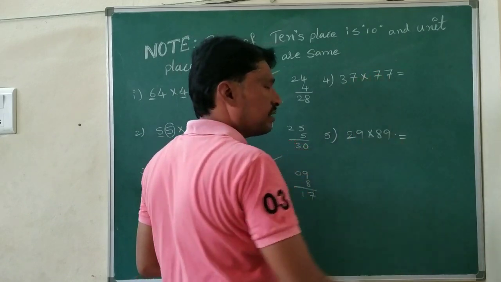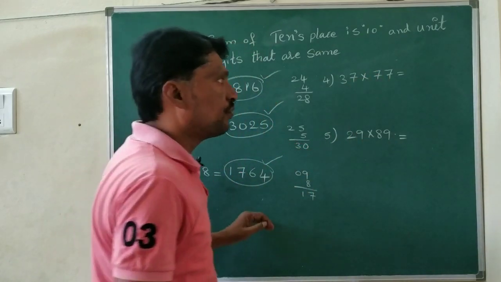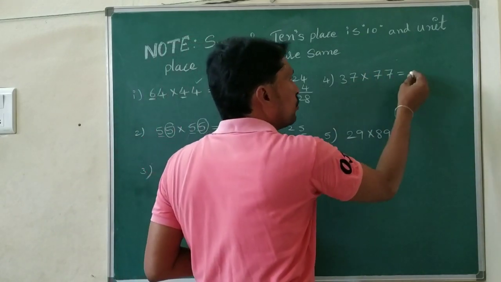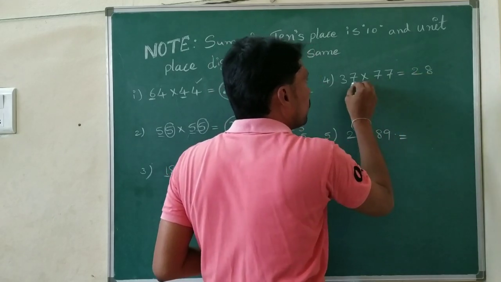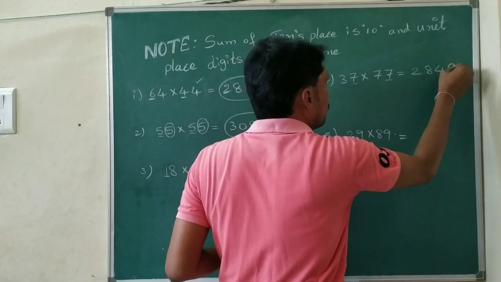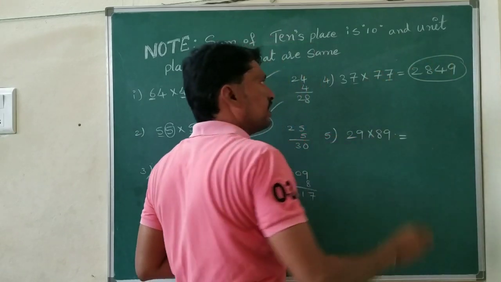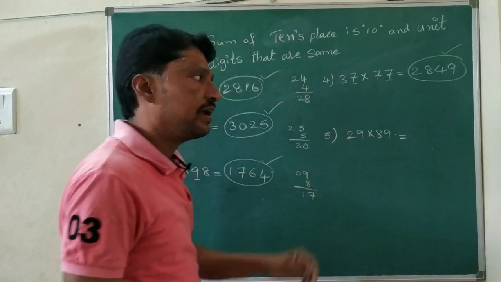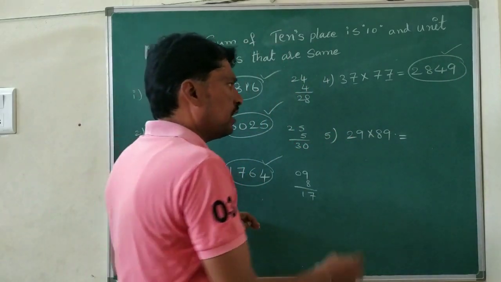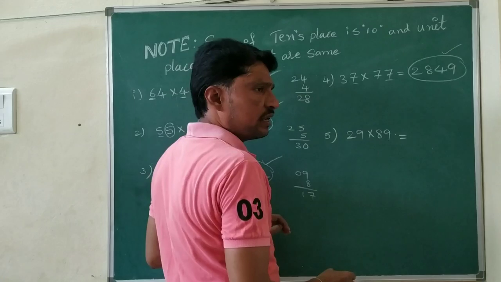3 into 7, that is 21. 21 plus the unit place digit 7, 21 plus 7 is 28. And 7 into 7, that is 49. So 37 into 77, we are getting 2849. Now here, 29 into 84.